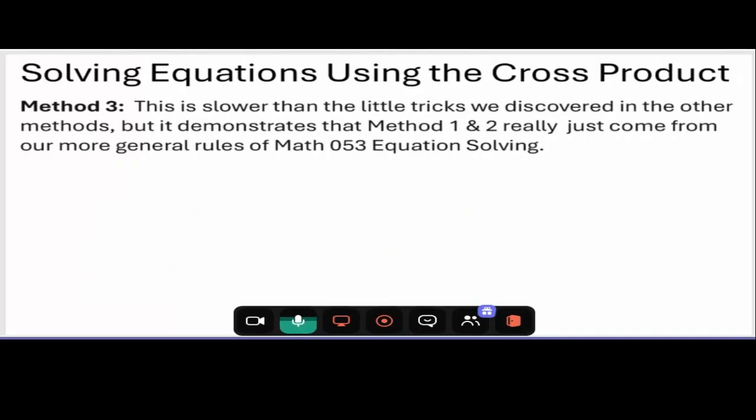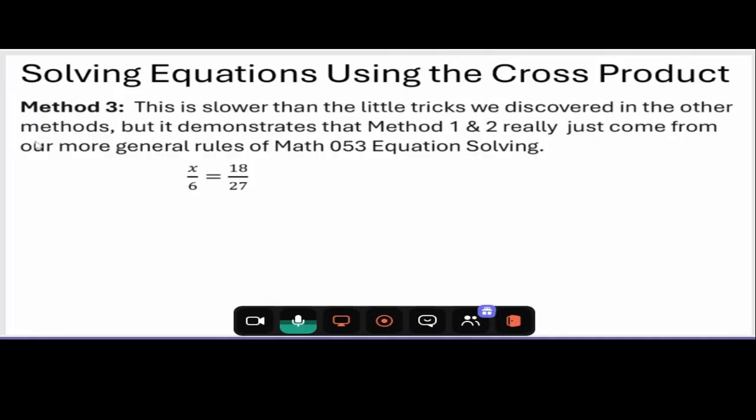Method 3, if you are not yet in Math 053, I wouldn't even worry about this right now, although you're welcome to follow along if you want. What I want to show you here with Method 3 is not how I would recommend doing this question, but to show you that this actually lines up perfectly with the overall methods we use to solve any equation with fractions in Math 053. So let's take one of these equations we already did. And if you forgot about the cross products and our little shortcut we just learned, and you just looked at this equation, you would say, an equation with fractions. What do I do when I have an equation with fractions?